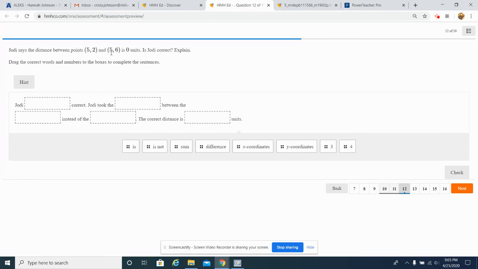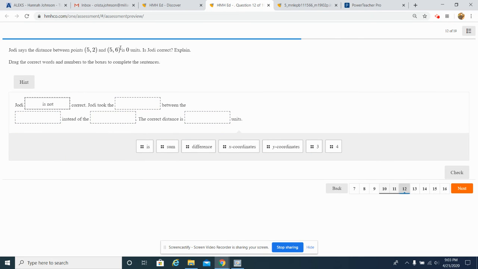So 5 minus 5 is 0. And our y-axis is 6 and 2. Well, 6 minus 2 is 4. So we know that they're 4 units apart, not 0 units apart. So is Jody correct? She is not correct.